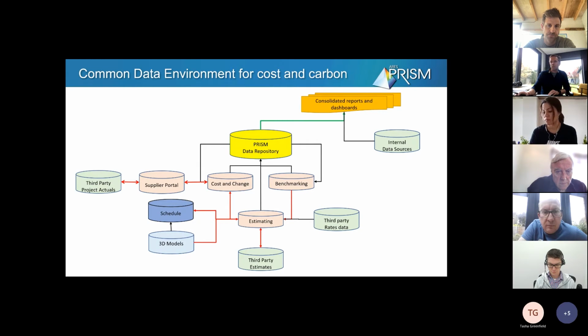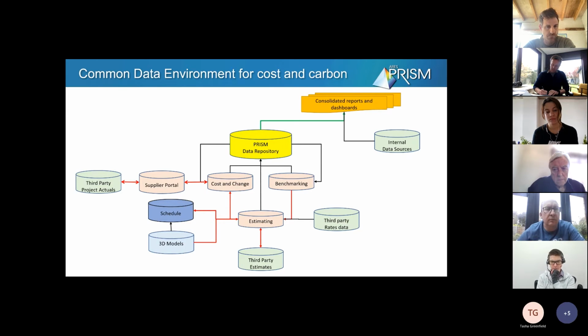You need a common data environment for your cost and carbon. Why they would be different, why they would be separate, I have no idea. Everything should link together. We should have our 3D models and our schedule to give us 4D, bring in our estimates to give us 5D, and bring in our cost and actuals to give us 5D post-contract. This should be one continuous dataverse for everything that we need to do.